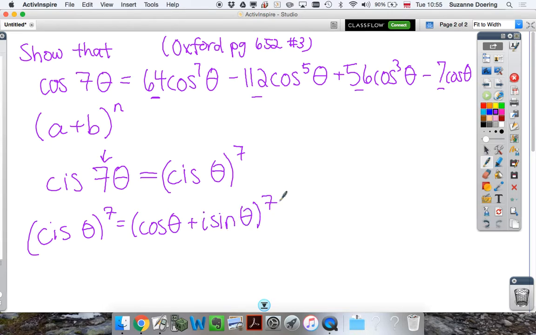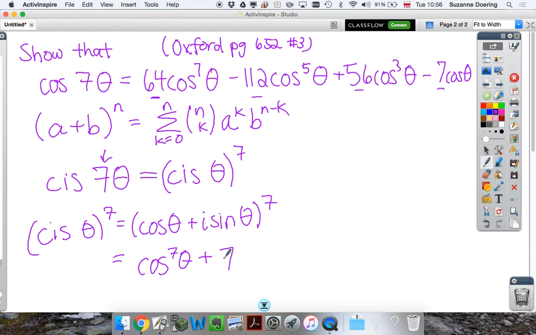And notice now we have our binomial. We have two terms and we're going to expand this. So back up here, remember our binomial theorem. Well, you don't have to remember it, right? Because it's in your formula packet. All right, so in this case, our first term is cosine. Our second term is i times sine. So we're going to have, let's see, 7 choose 0. That's going to be 1 cosine to the 7th.